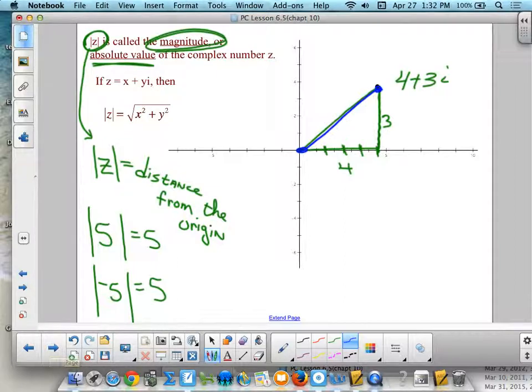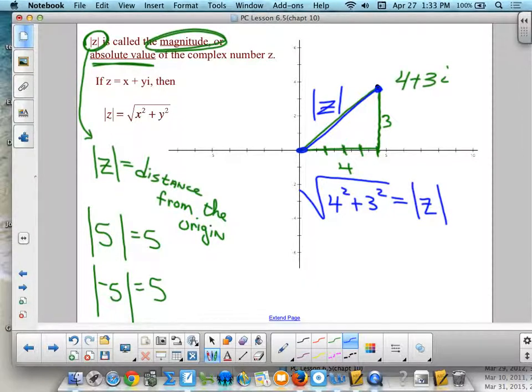The Pythagorean theorem. Exactly. You take leg squared plus leg squared, and you get the distance. And by the way, the distance is the absolute value of z. So you get this, but you have to do what to this? Take the square root, right? So the absolute value of your complex number is the square root of x squared plus y squared. Now, where'd they get the x and the y? Well, this is the x value, this is the y value.